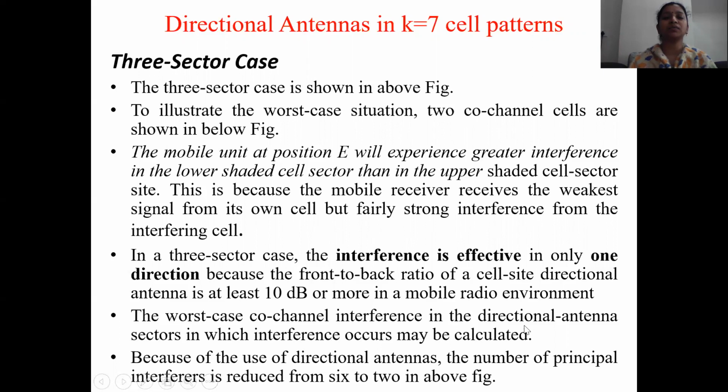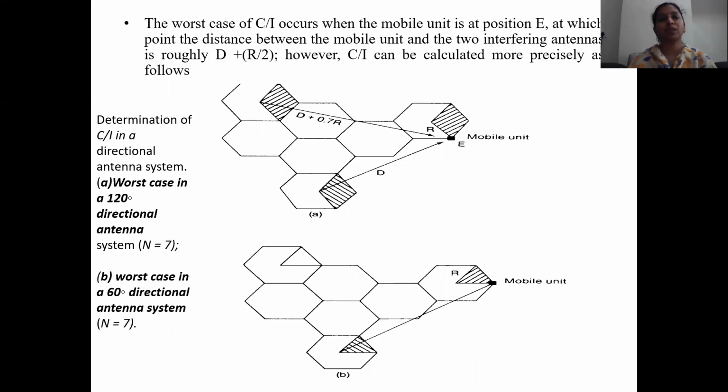The worst case co-channel interference in the directional antenna sector in which interference occurs may be calculated. Because of the use of directional antennas, the number of interfering co-channel cells is reduced from 6 to 2, as I have shown in this figure. The worst case C/I occurs when the mobile unit is at position E, at which point the distance between the mobile and the 2 interfering antennas is D plus 0.7R and D. This is for the 100 degree directional antenna system. If you go for the 60 degree directional antenna system, only one co-channel cell will come into interference, at distance D plus 0.7R.